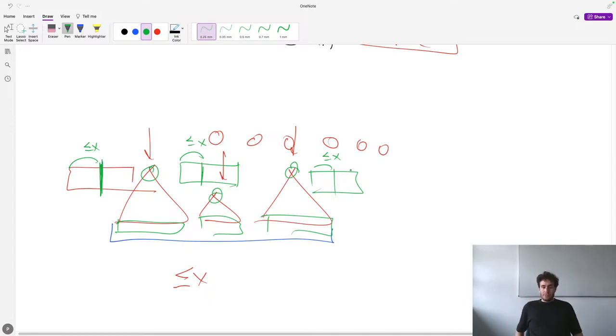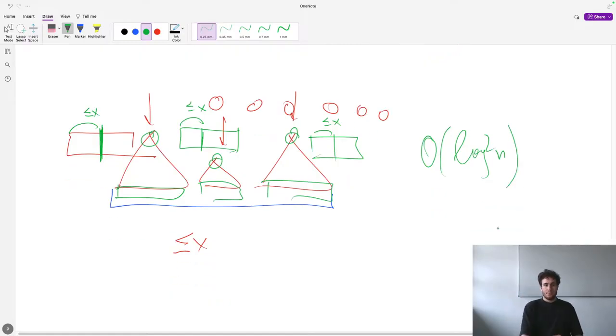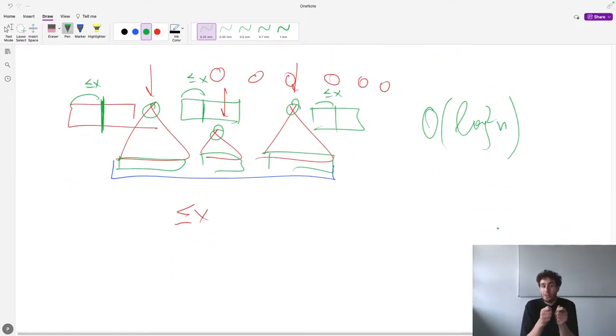And this way, I spend log squared n time. So I decompose my array into a logarithmic number of vertices, and for each vertex, I run binary search. And in this way, in log squared n time, I can find the number of elements at most x.